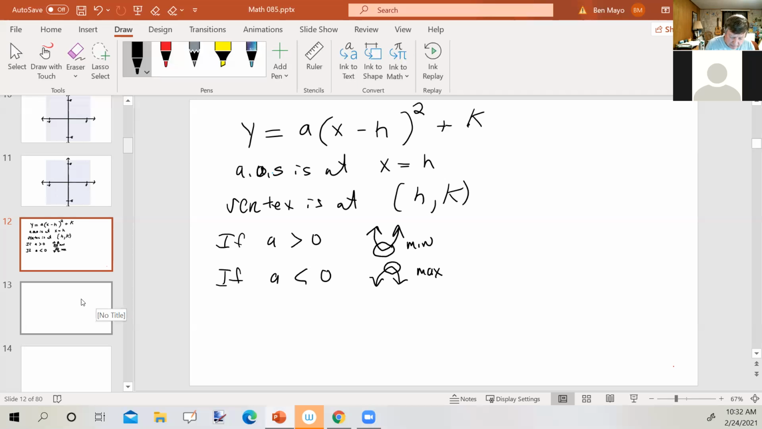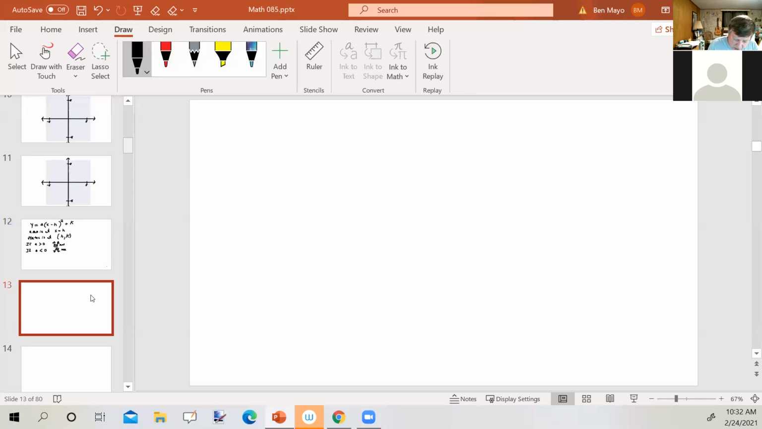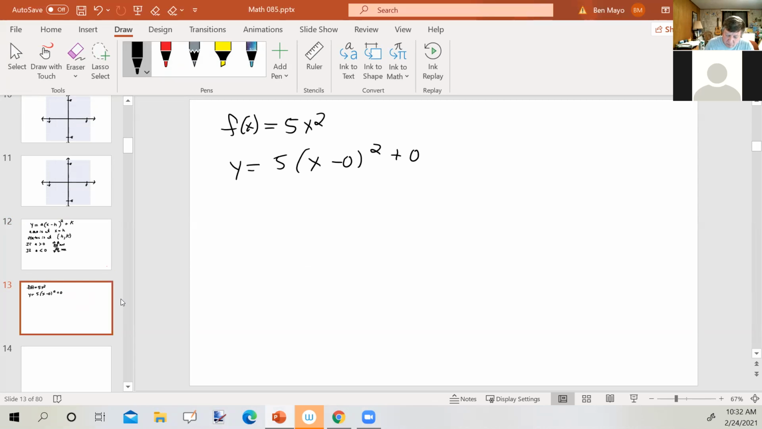Okay. Let's take a look at the function f of x equals 5x squared. Is that in this form? Well, yes, it is. If we think of it as y equals 5 times the quantity x minus 0 squared plus 0. So where would the vertex be? It would be at (0, 0). Anytime you have a second degree equation that has just the one term on the right, only the x squared term, the vertex is always going to be at the origin, (0, 0).